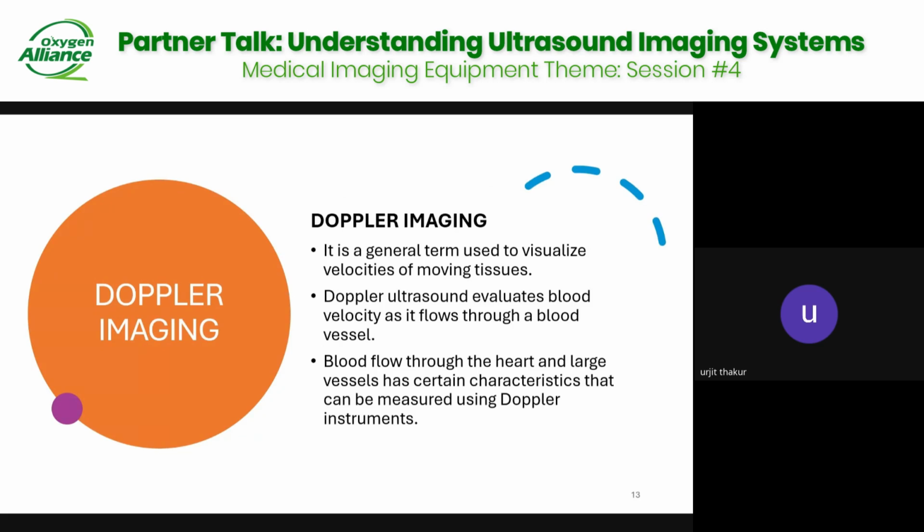So Doppler imaging is a term used to visualize velocities of moving tissues. Doppler ultrasound evaluates blood velocity and flow through the blood vessels. Generally in cardiac, if the doctor wants to know the amount of blood flow through the vessels and organs, this is where Doppler imaging comes in handy. Blood flow through the heart and large vessels has certain characteristics that can be measured using Doppler imaging. So this technology is specifically for visualizing velocity in moving tissues.